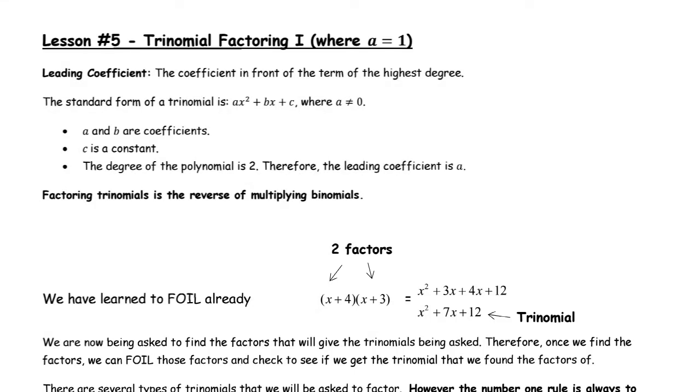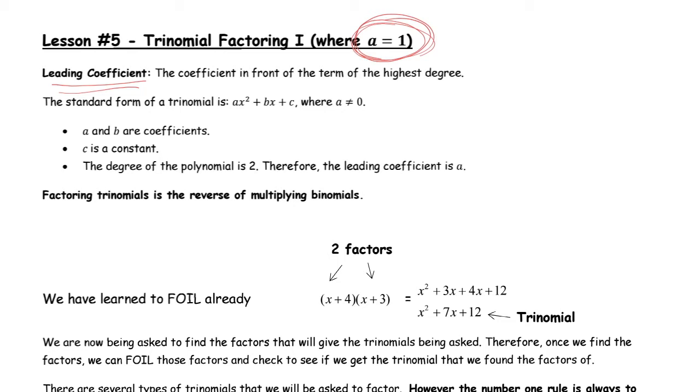Hi everybody. In this lesson, we're going to take a look at trinomial factoring. Specifically, the kind of factoring we're looking at here is where that a value is equal to 1. What we mean by that is the leading coefficient. When we're talking about a trinomial, the a value is the coefficient of the squared term.